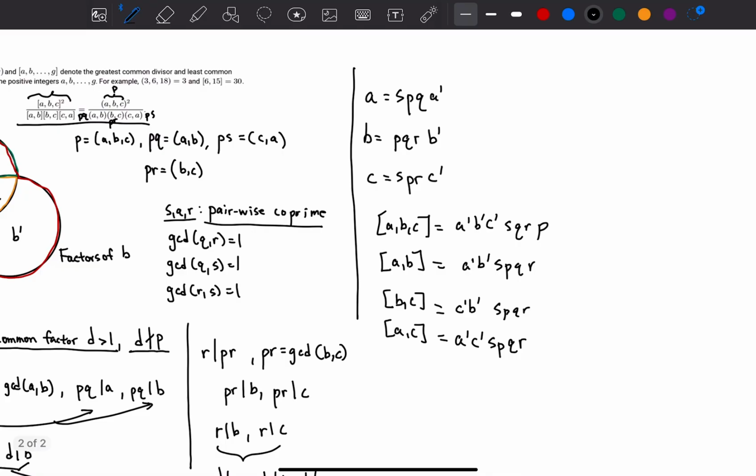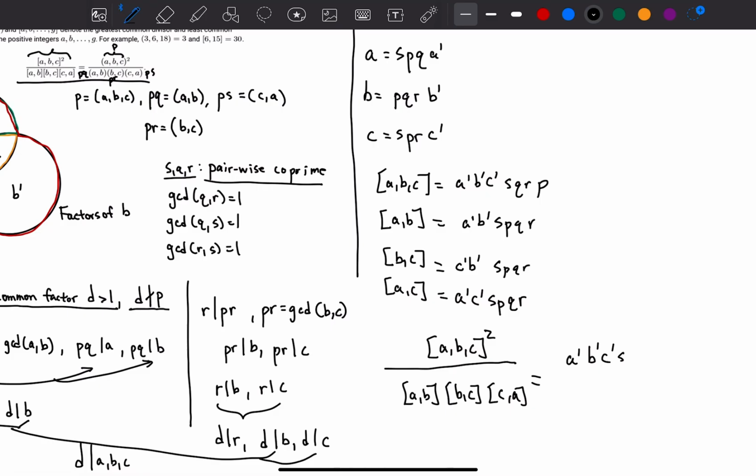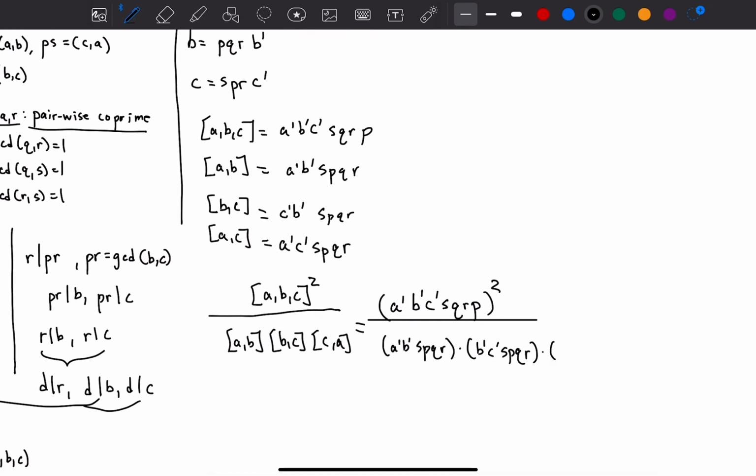Great, now we can substitute everything back into our final expression, which is the LCM of A, B, and C squared over the LCM of A and B, then the LCM of B and C, and then the LCM of C and A. What is this? Well, it's A prime, B prime, C prime, S, Q, R, P squared over A prime, B prime, S, P, Q, R times B prime, C prime, S, P, Q, R, and then A prime, C prime, S, P, Q, R.